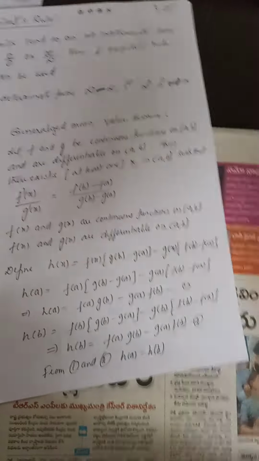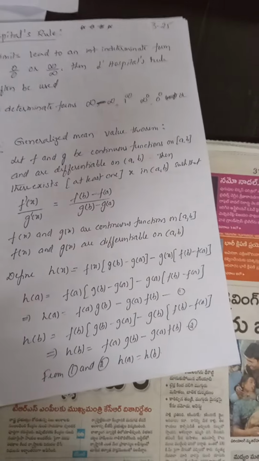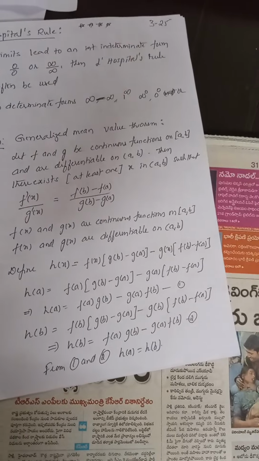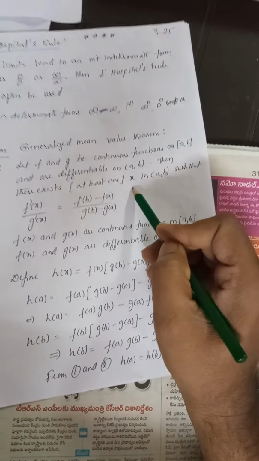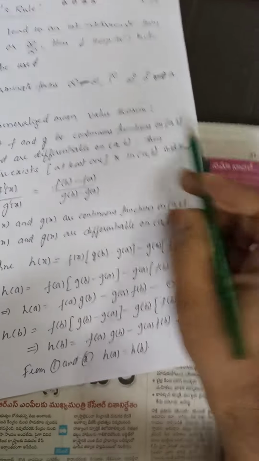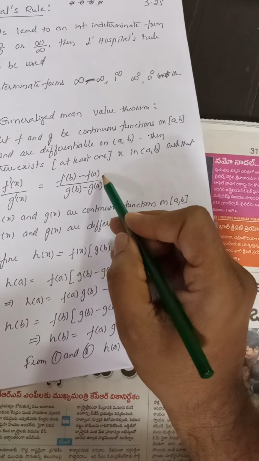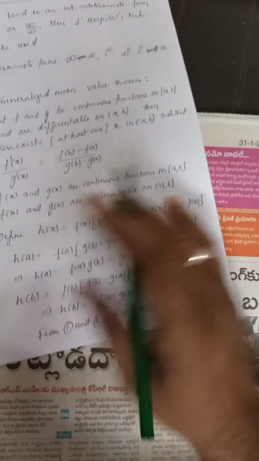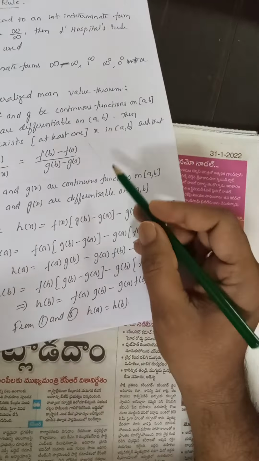If f and g are two continuous functions on the closed interval [a, b] and differentiable on the open interval (a, b), then there exists at least one x, and this x lies in between a and b, that means x belongs to (a, b). It may be c, it may be another value which lies in between a and b only, such that f'(x)/g'(x) = (f(b) - f(a))/(g(b) - g(a)), right? Now state and prove means you have to write the statement and you have to prove this statement.